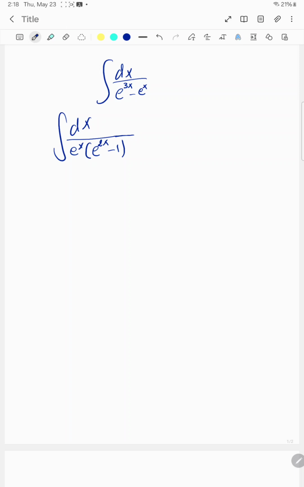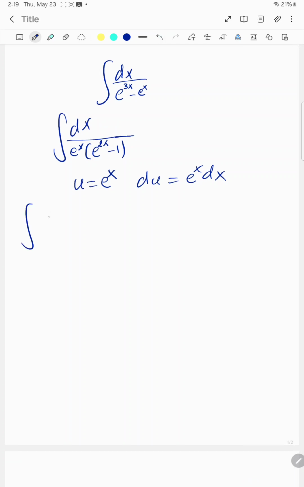Now, looking at it, I know that I have to do integration by partial fraction because I have a multiplication in my denominator, multiplication of two variables. And I know that I have to let u equal to e to the power of x. But if I take u equal to e to the power of x, my du would be equal to e to the power of x dx. But in my numerator here, I don't have e to the power of x dx, I have only dx. So let's add the e to the power of x to my numerator and divide by e to the power of x in my denominator. This way I won't change anything.